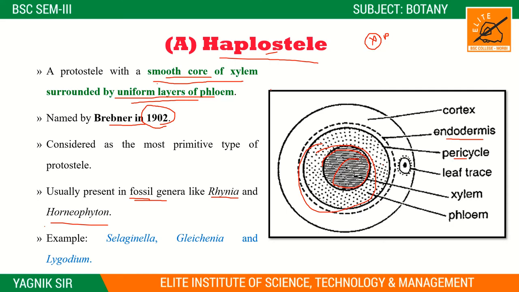Only one term we can remember: a smooth core of the xylem surrounded by a uniform layer of the phloem.